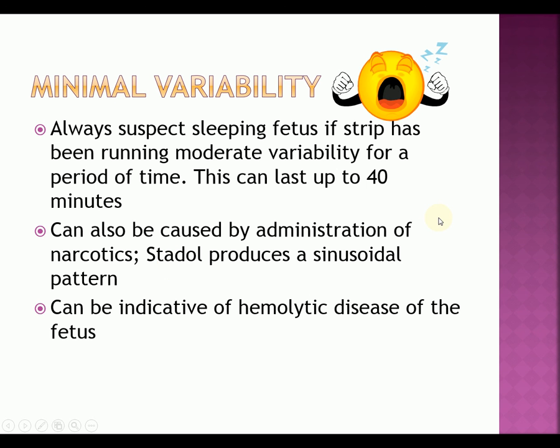So, with minimum variability, we've already talked about it, but be sure that even though I've got this can last up to 40 minutes, because a lot of the classes that I've gone to say that it can last up to 40 minutes, I have changed this to last up to 30 minutes because your book says 30 minutes, and so it's been changed on your exam to say 30 minutes. So be sure that you realize that lasting up to 30 minutes is what we're looking at. If it's more than 30 minutes, we start getting concerned about it.